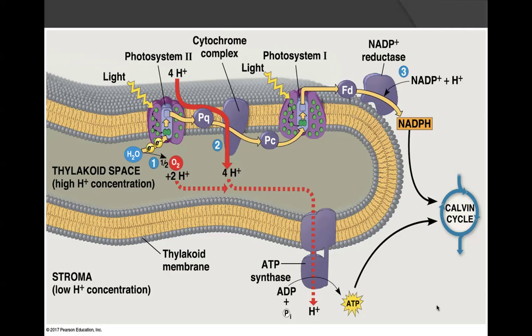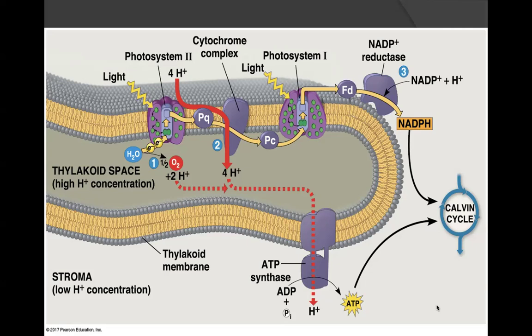Remember, this is active transport, so that means that energy is being used, and that energy is coming from the electrons. Also keep in mind with active transport, we are going against a concentration gradient, so we are going from a low concentration to high concentration. That means that there must be a low concentration of protons in the stroma and a high concentration of protons in the thylakoid space. Once these electrons pass through the cytochrome complex, they are going to be in a lower energy state. This is when they enter into photosystem 1.